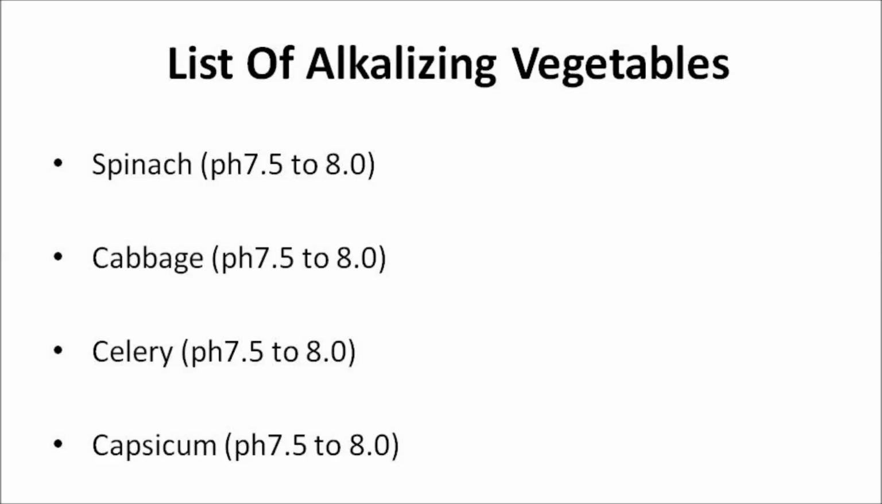Celery is a very low alkaline forming food. Its moderate alkaline level has a pH of 7.5 to 8.0, and it elevates acid food 5.0 in the alkaline direction. Capsicum or bell peppers. Low alkaline forming food with a moderate alkaline pH level of 7.5 to 8.0. It's a good substitute for coffee, and it's mineral rich.